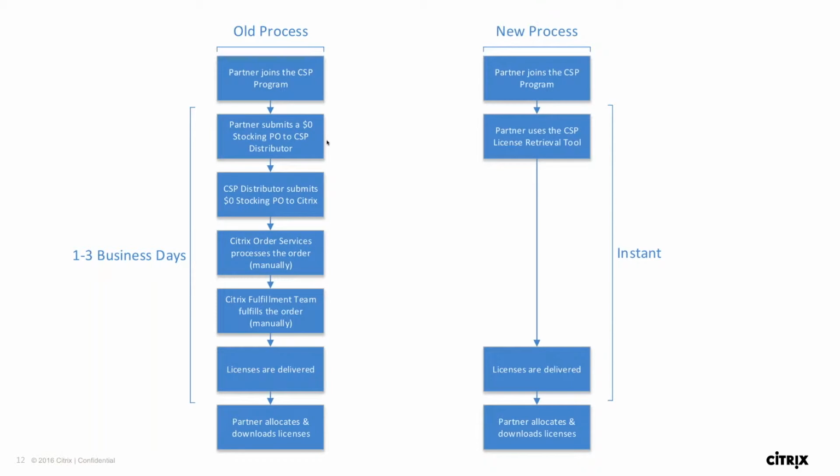So with the new process, we skipped a few steps. What now happens is that the partner joins the CSP program or is already a member. Then you will go to the CSP license retrieval tool. From there, the licenses are instantly delivered. So within 1 business day, you will have your licenses, and you can download them and you can place them on your license server.